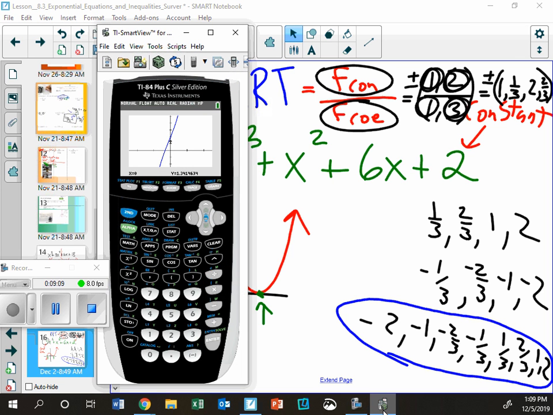If I just hit the trace button, and then I get close, do you get, I could estimate that that decimal is about negative 1/3. So the trace button works too.